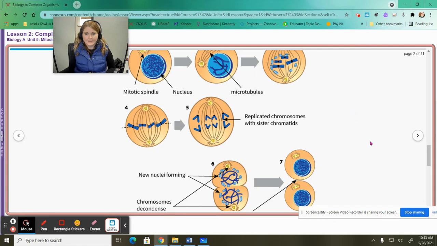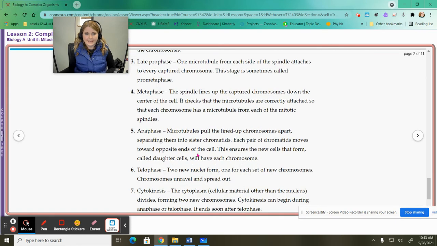Okay, so that is anaphase. Microtubules pull the lined up chromosomes apart, separating them into sister chromatids. Each pair of the chromatids moves towards opposite ends of the cell. This ensures new cells that form, called daughter cells, will each have one of each kind of chromosome. And then telophase, two new nuclei form.